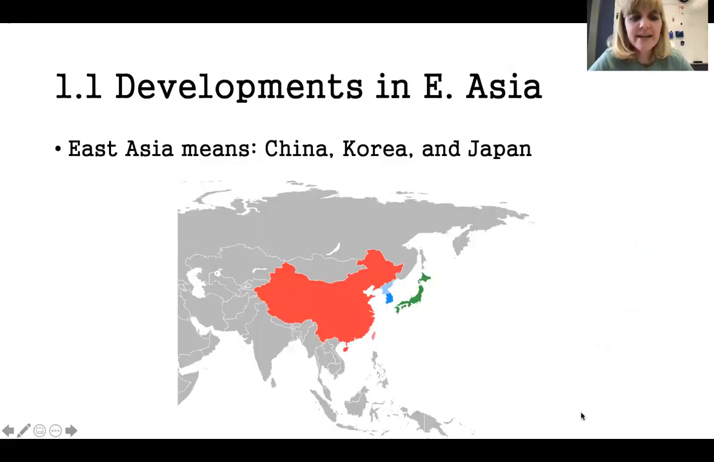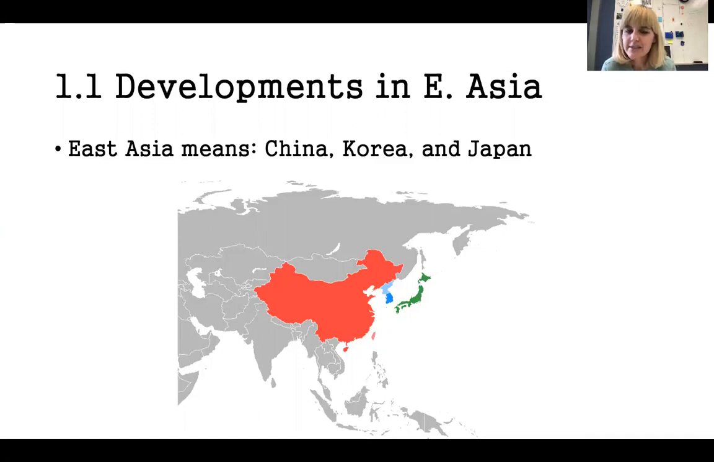All right, guys, we have made it to Topic 1, Developments in East Asia. When we talk about East Asia, we're specifically talking about three countries. We're talking about China, we're talking about Korea, and we're talking about Japan.